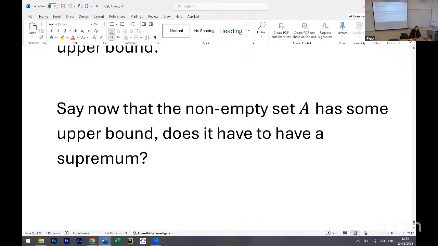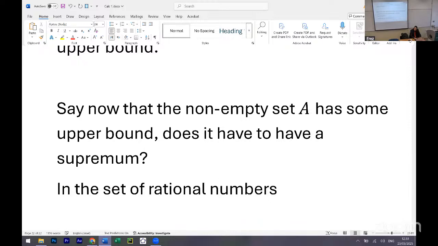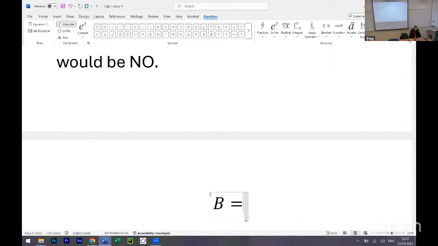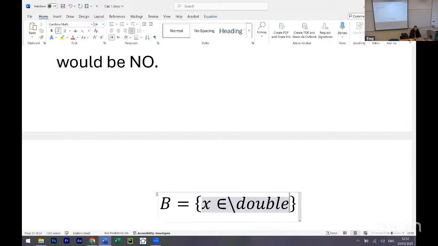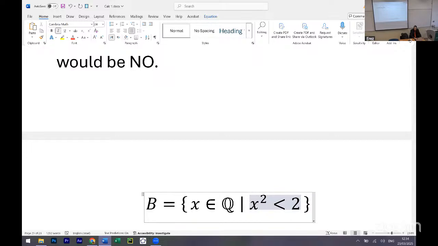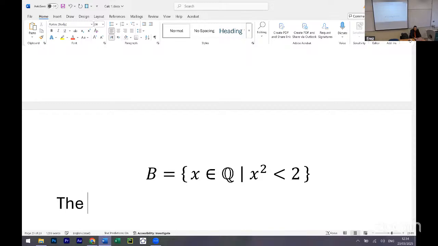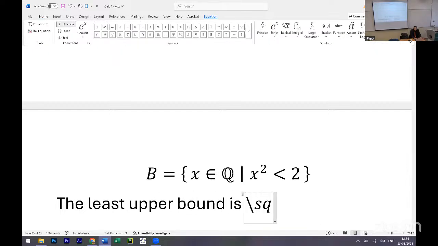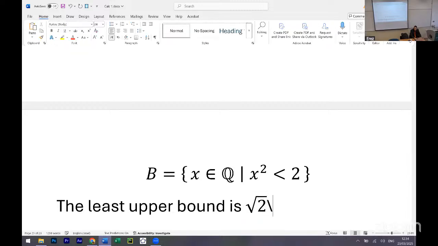It's a bit delicate, and I would say the following: in the set of rational numbers, that's the caveat, the answer would be no. If we take B to be the set of all rational numbers such that x squared is smaller than 2, the least upper bound is the square root of 2, which is, like we said, a real number, right?